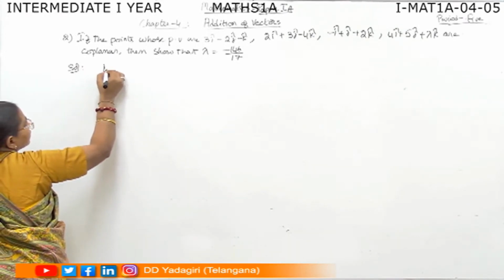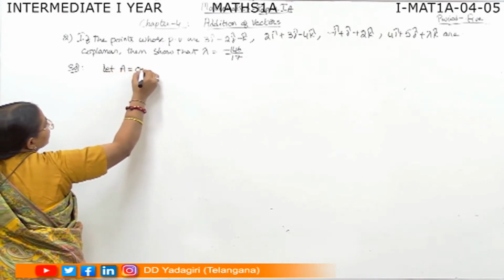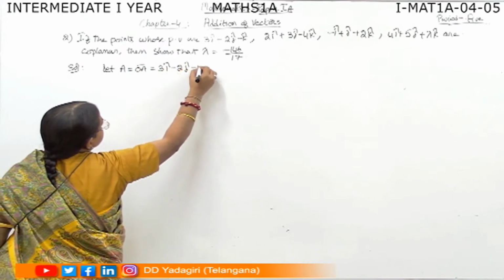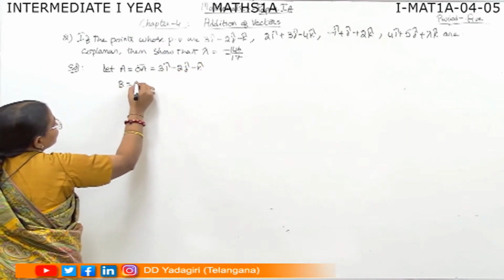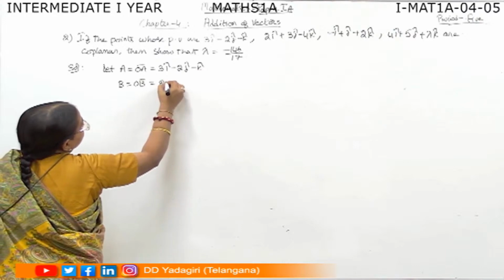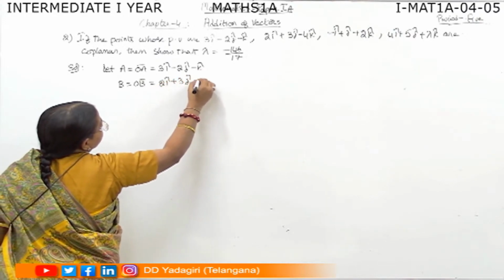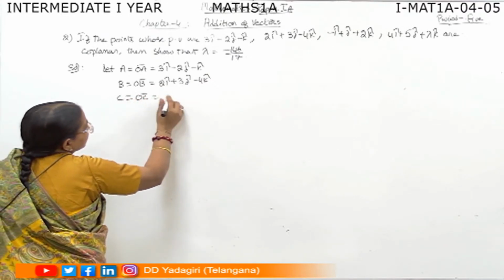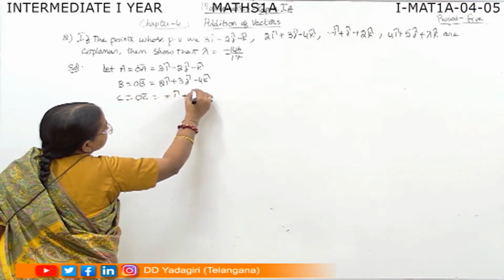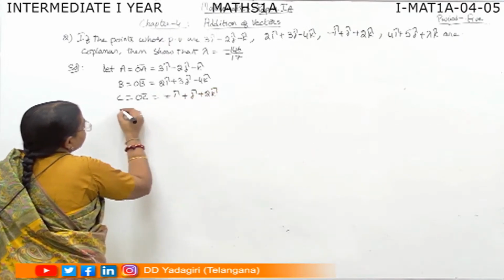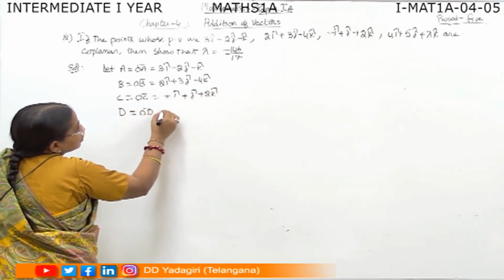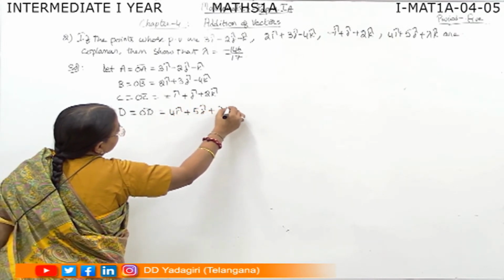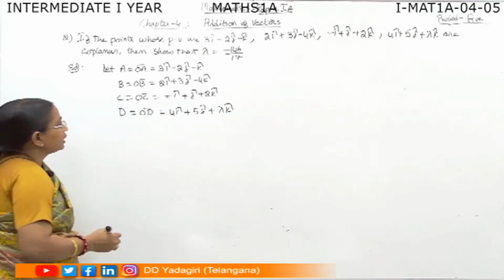So, let OA is equal to the first point, that is 3i minus 2j minus k, and OB is equal to the second point, 2i plus 3j minus 4k, and C is the point minus i plus j plus 2k, and D is the point, OD is equal to 4i plus 5j plus lambda k. Now you convert them into 3 vectors.